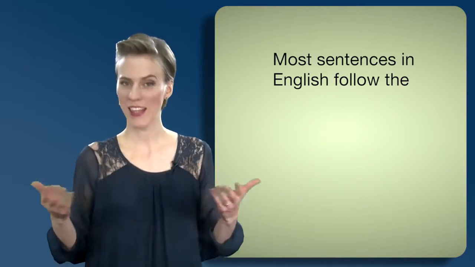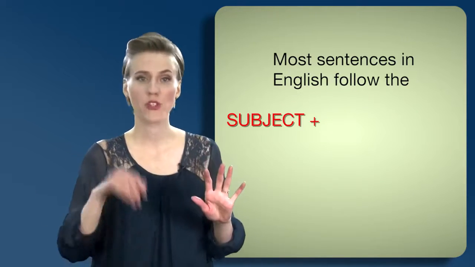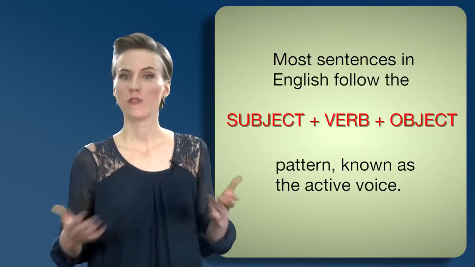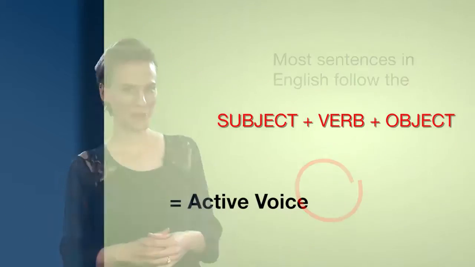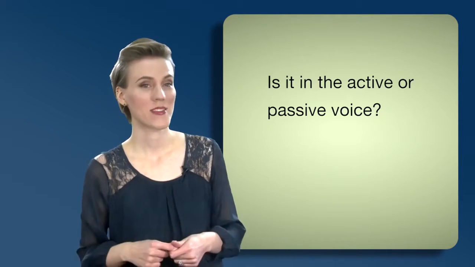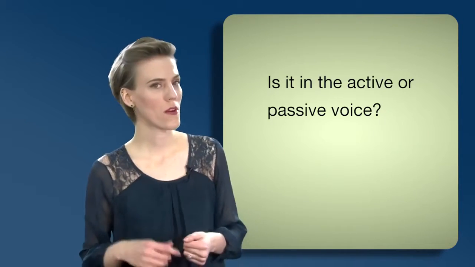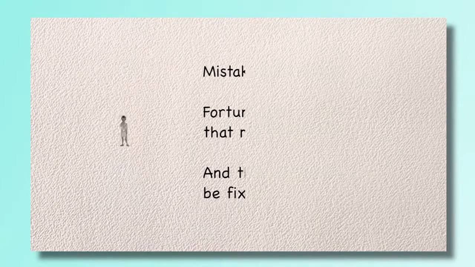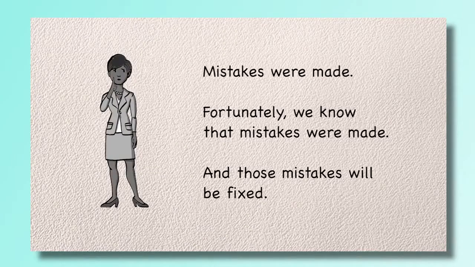Most sentences in English follow the subject-verb-object pattern, known as the active voice. Now, listen to this example. Is it in the active or passive voice? Mistakes were made. Fortunately, we know that mistakes were made, and those mistakes will be fixed.